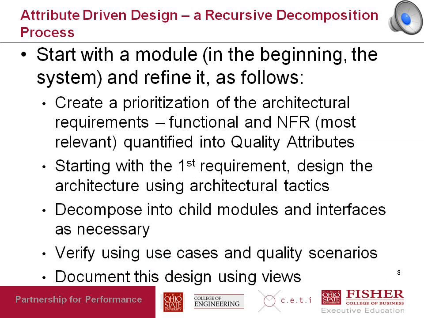So here's how you go about designing the architecture for a system. You essentially use a recursive decomposition process. To begin with, start with a single module which represents the system. Essentially, you're beginning where solution analysis left off. Create a prioritization of the architecturally relevant requirements. In other words, those functional and non-functional requirements that will have the most impact on the architecture.